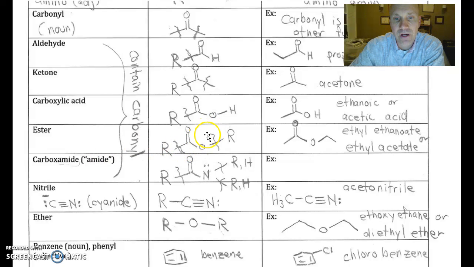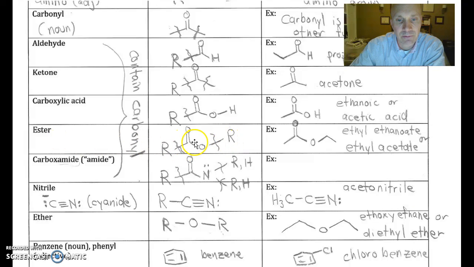If you compare an ester to a carboxylic acid, they look very much alike. You've got this carbonyl group right here. You've got this single bonded to an oxygen here. And the only difference between the carboxylic acid and the ester is that instead of this being a hydrogen here, this is going to be an R group. So it's got to be a carbon right here.